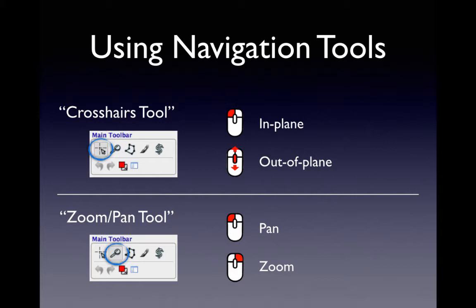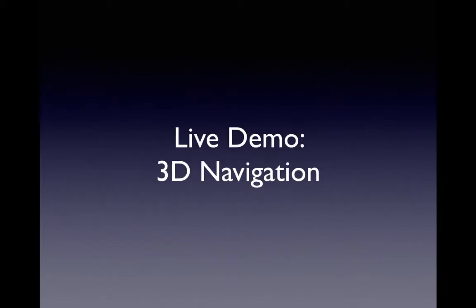If we want to zoom and pan, we select the zoom tool, and then the left button is going to pan and the right button is going to zoom. But also the right button zooms almost in any navigation mode. So even the crosshairs tool, you can still use the right mouse to zoom. So pretty consistently, the right button can be used for zooming. So let me do a little quick demo of this stuff.